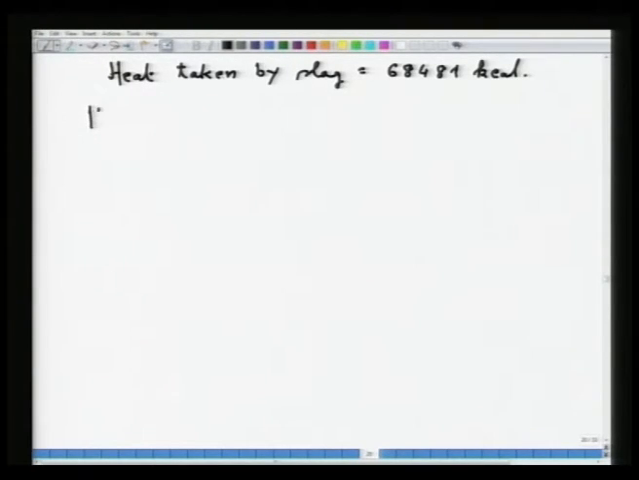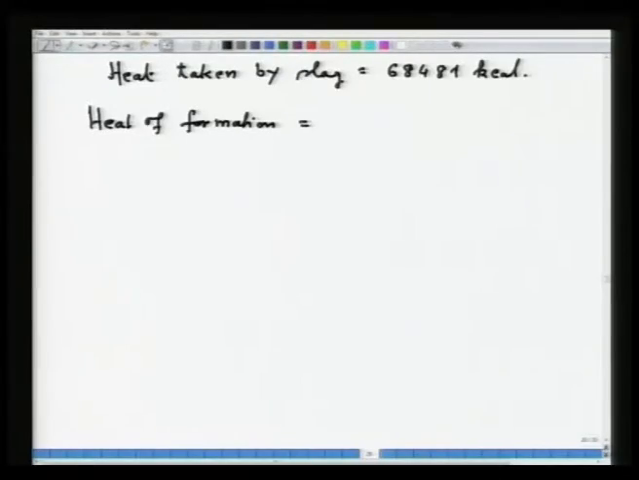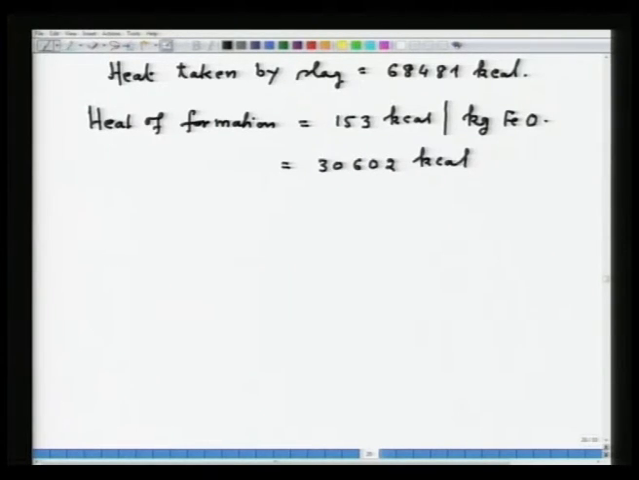Similarly, there is the heat of formation. Because here likely that FeOSiO2 forms, the heat of formation is equal to 153 kilocalorie per kg FeO. So, this heat of formation will be 30,602 kilocalorie. So, now we have done all the calculation.